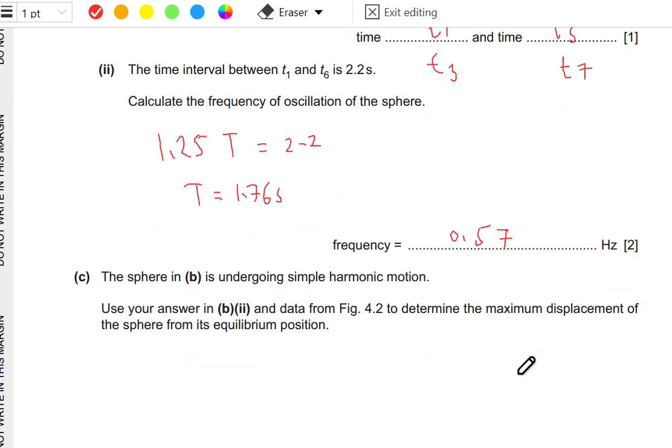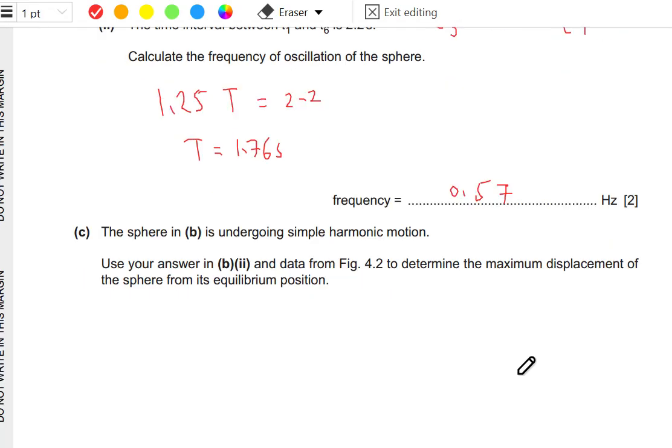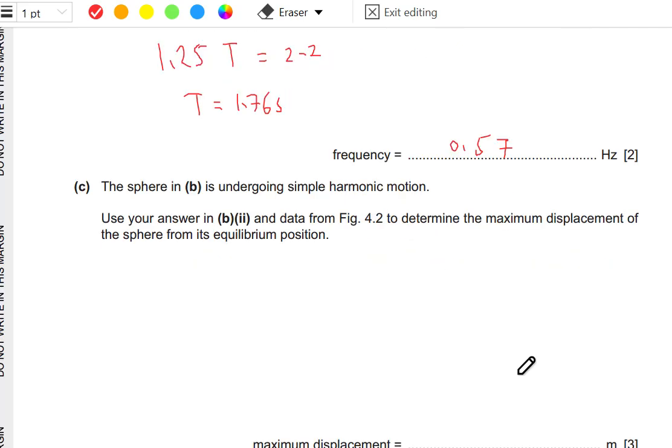The sphere is undergoing a simple harmonic motion. Use your answer and data to determine the maximum displacement of the sphere from its equilibrium position. So the maximum displacement, which is x naught, and we have both the maximum velocity and the frequency.